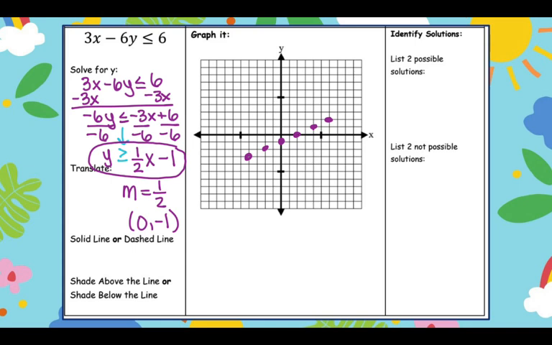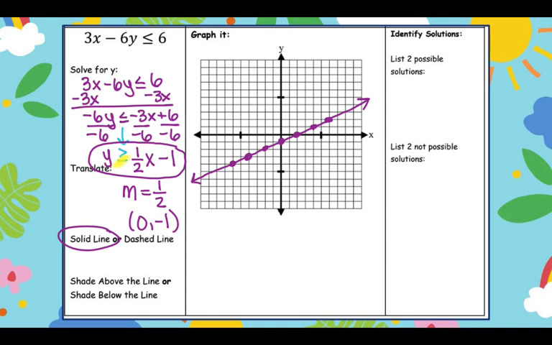And then I need to determine if I'm going to have a solid or a dashed line. If I look back at my inequality, it has the or equal to, so that means it is going to be a solid line. So as I connect these points, I'm going to go ahead and make it a solid line. Again, that was because it had the or equal to.